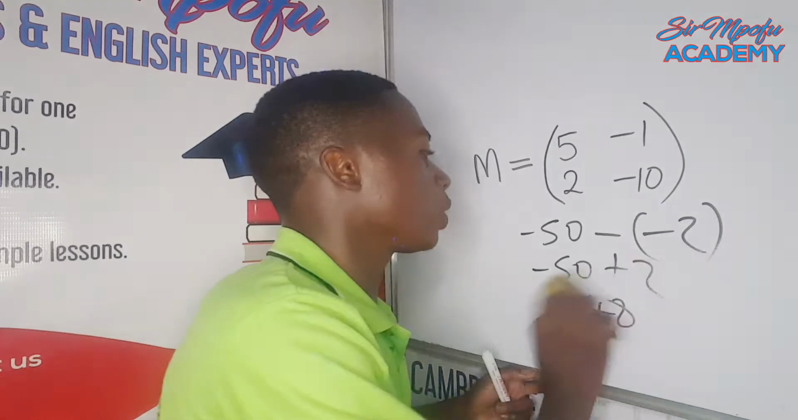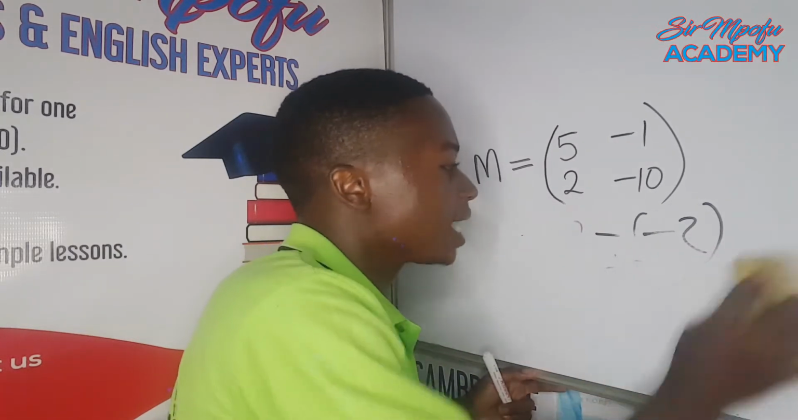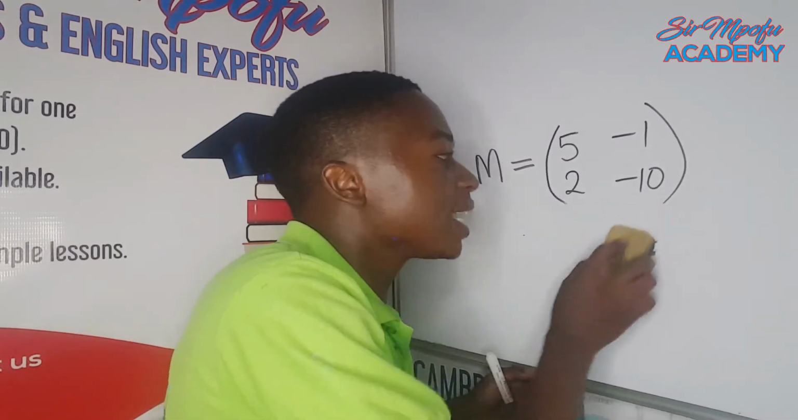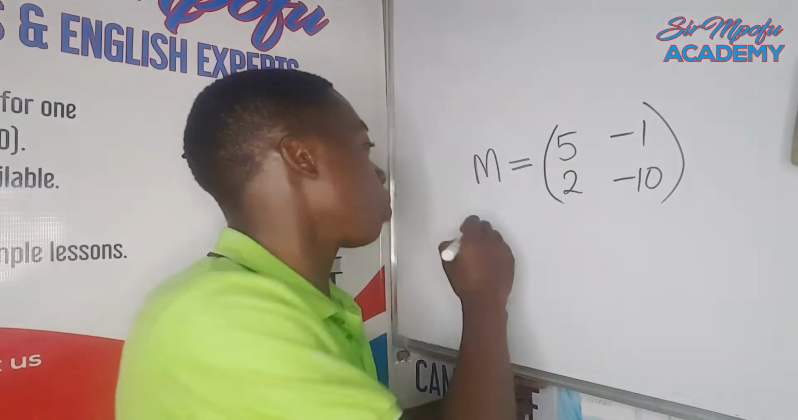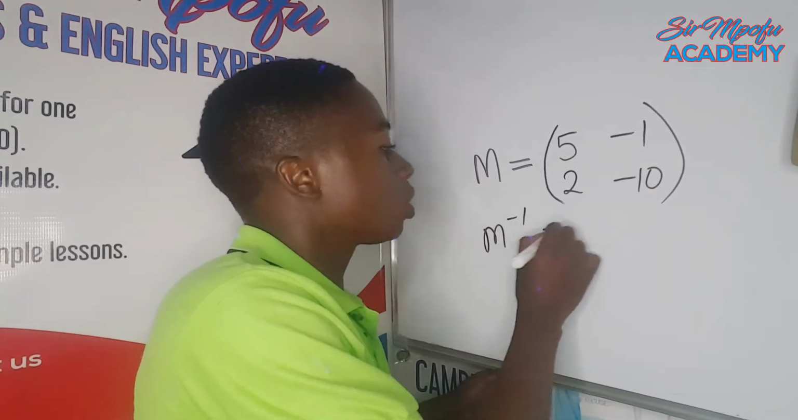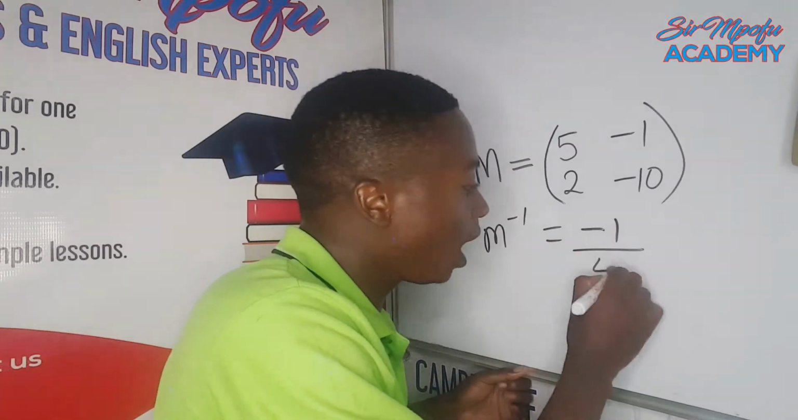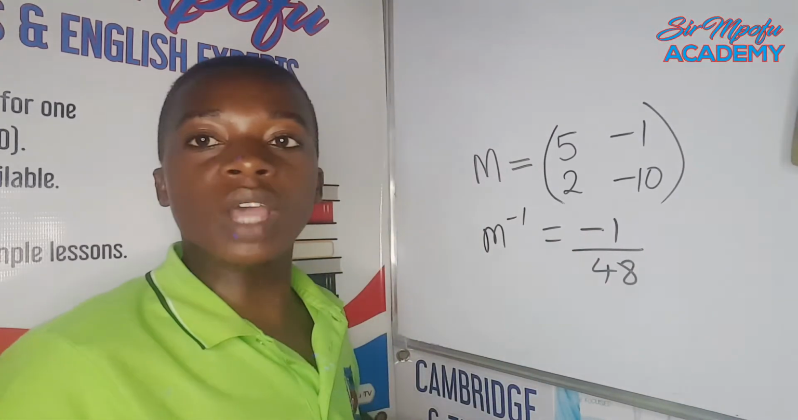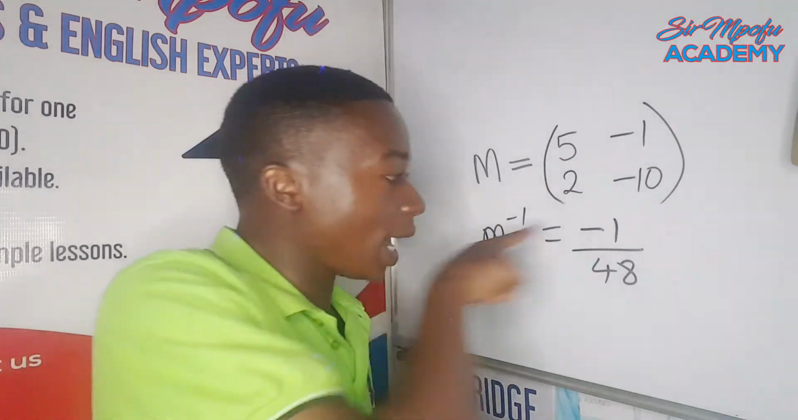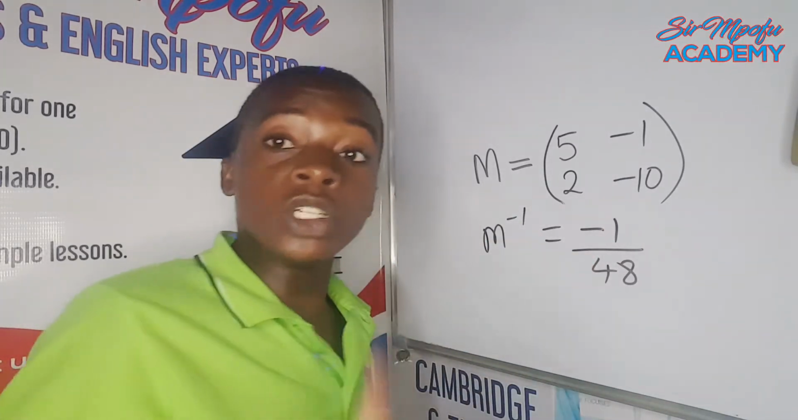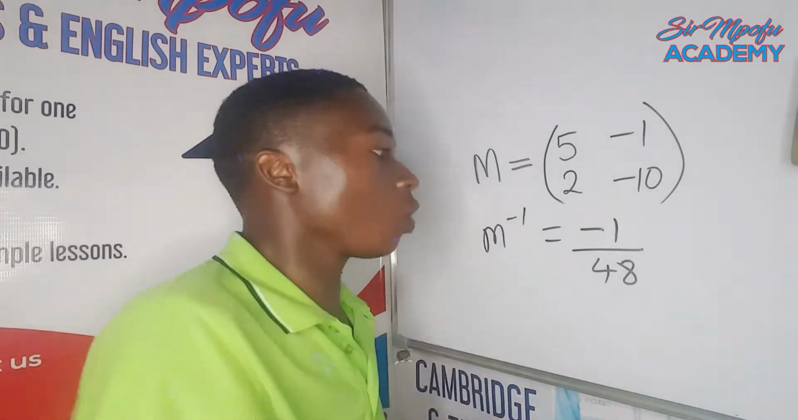There's something important here that I want you to understand. In a case where your determinant has a negative sign, you don't write the negative sign down below. The negative should be on top. So the inverse here is equal to minus 1 over 48. Where is this negative coming from? It's coming from the negative on 48. So you don't write 1 over minus 48. No, you write it as minus 1 over 48.